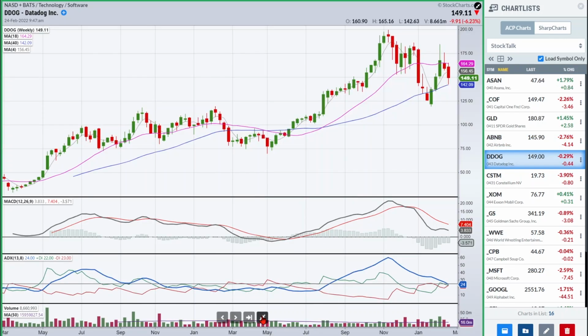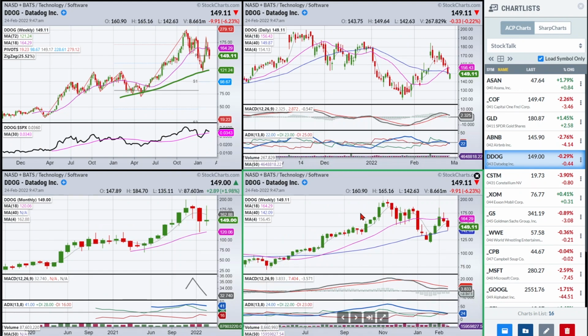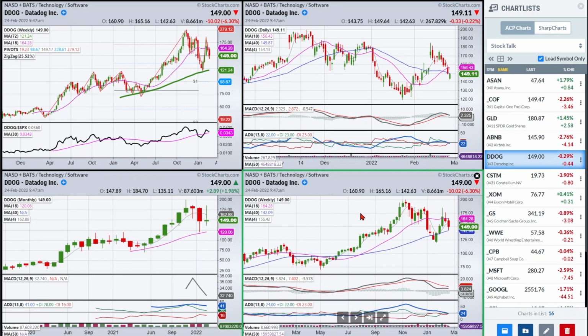Datadog. Let's go look at our 4 charts. So this has actually been holding up pretty well when it's all said and done. It's coming back to the 18-month line. What it looks like it wants to do is form this kind of a pattern where it's sort of wedging in. And how this can hold this zero line on the MACD, I think will be pretty important.